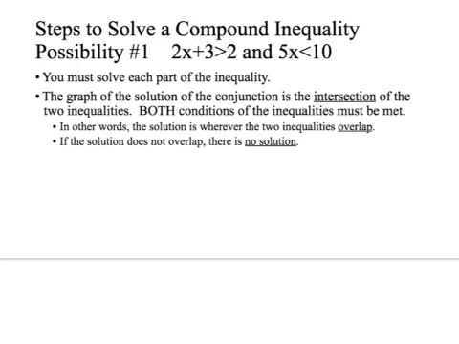Alright, these are the compound inequality notes. Steps to solving a compound inequality. There's two possibilities. The first possibility is like this example here. It says 2x plus 3 is greater than 2 and 5x is less than 10. So the first possibility is when you have an and.